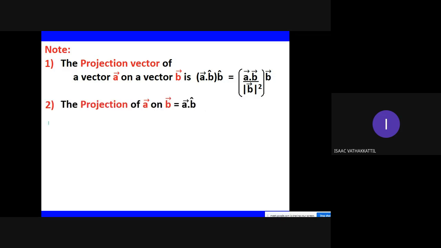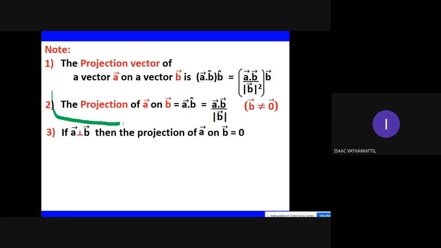But normally, when I simply say projection, if the projection vector is not given, only projection, that actually means a scalar projection. It is A dot B cap, or projection of A on B is A dot B upon magnitude of B. What we mainly look at is projection of A on B.